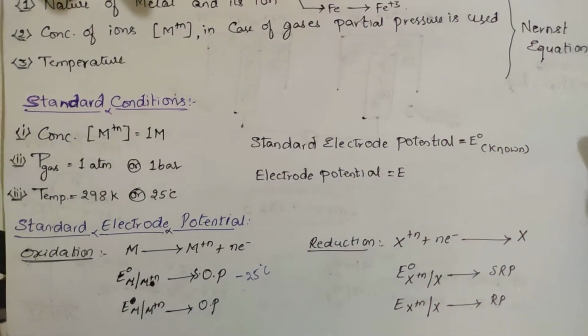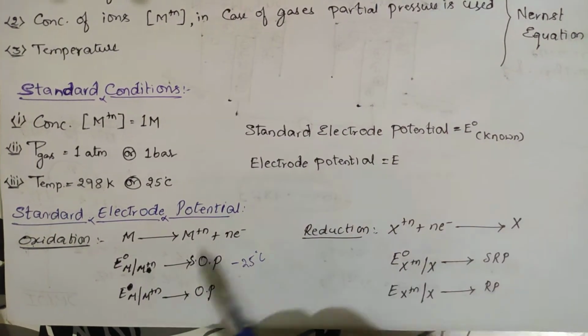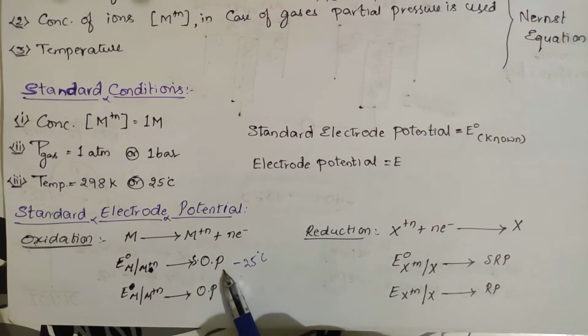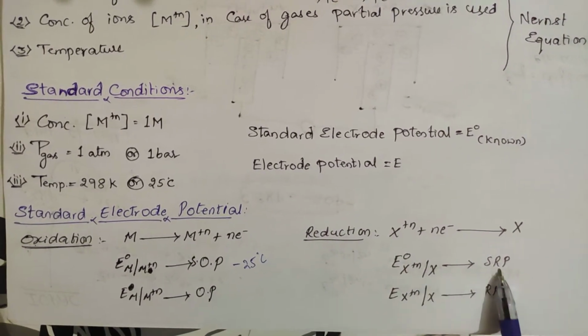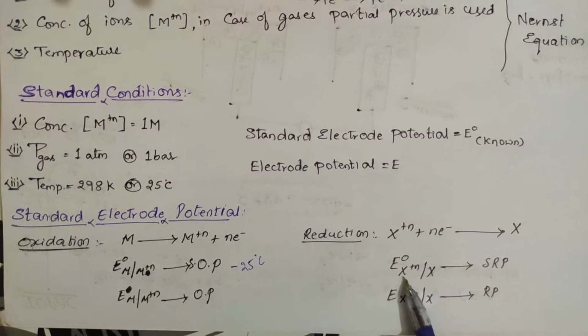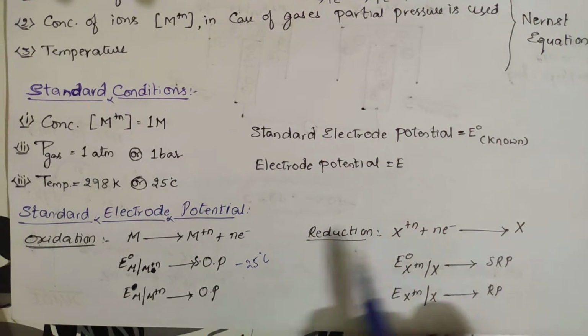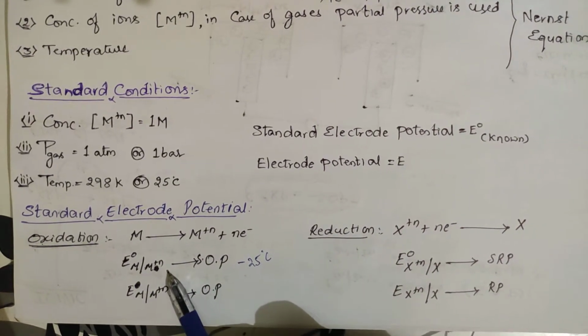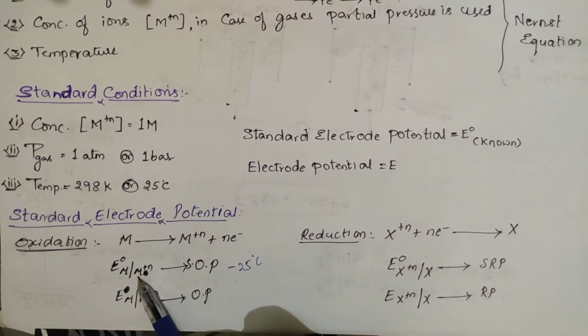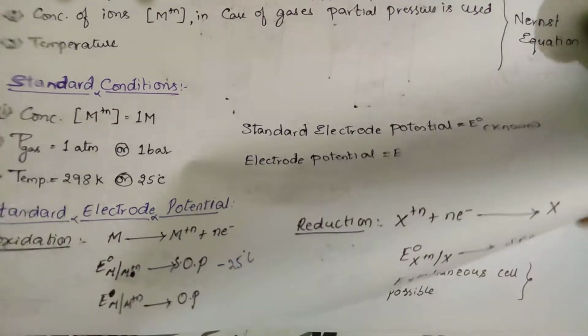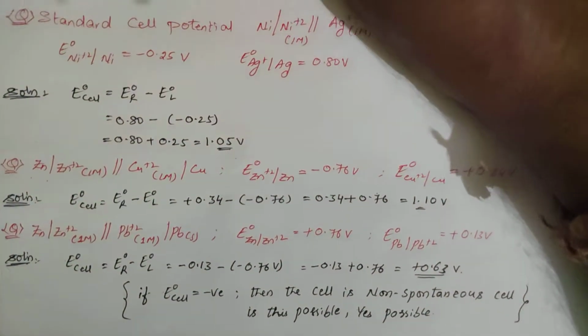Okay, if naught is present, that is called standard. See, this one is undergoing oxidation, so it is called oxidation potential. This one is undergoing reduction, so it is called reduction potential. And the notation, see here, reduction condition: X plus n to X, and here M to M plus n. Get clear with this. So that is called the oxidation as well as the reduction potential.